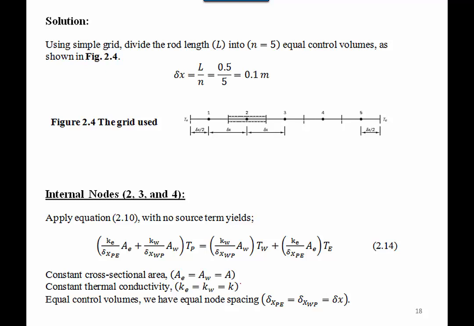We will start the discretization technique with the internal nodes, which are nodes 2, 3 and 4. These all together represent the internal control volumes, and they share the same algebraic equations with different values of A west or A east, whatever it is. So we will apply equation 2.10, which is with no source term.